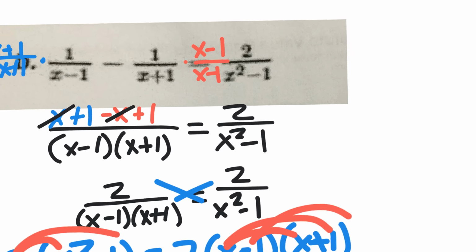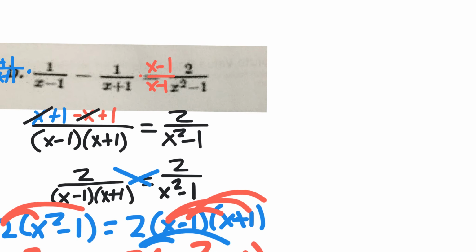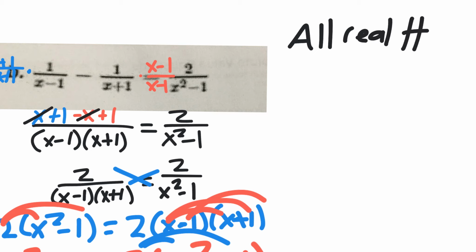Okay, so what numbers could I plug in that would make me divide by 0? If I plugged in 1, that would break this fraction. If I plugged in negative 1, that would break this fraction. This one, if I plugged in 1, it breaks. If I plugged in negative 1, it breaks. So I could plug in anything I want besides 1 or negative 1. So my answer is all real numbers except 1 and negative 1.